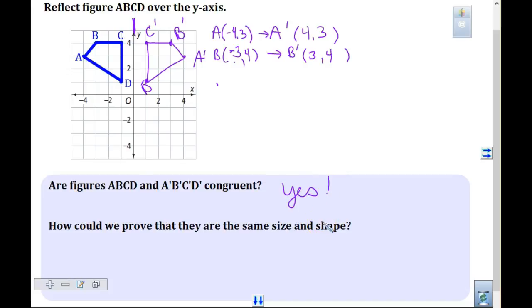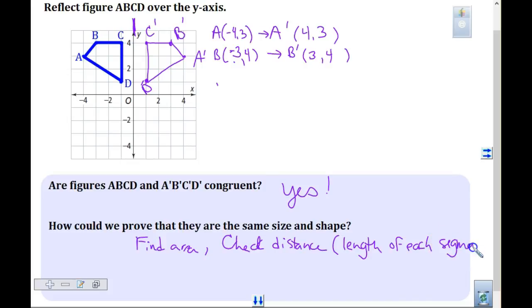Raise your hand, Nick. Find the area. We could find the area of each. That would maybe prove they're congruent. Okay? Find the area. Anyone else have any ideas? Yes? Check the distance. We could check the distance. I like that. The distance of each segment, right? Or the length maybe we could put. I like that. The length of each segment. Emily, what else? We could fold it over the line. You could fold along that y-axis, right?